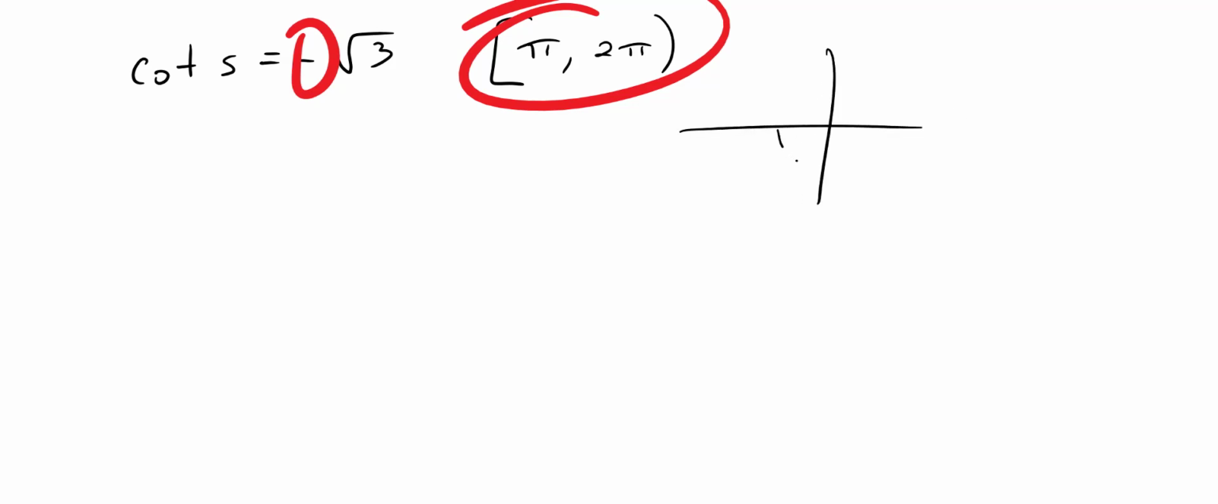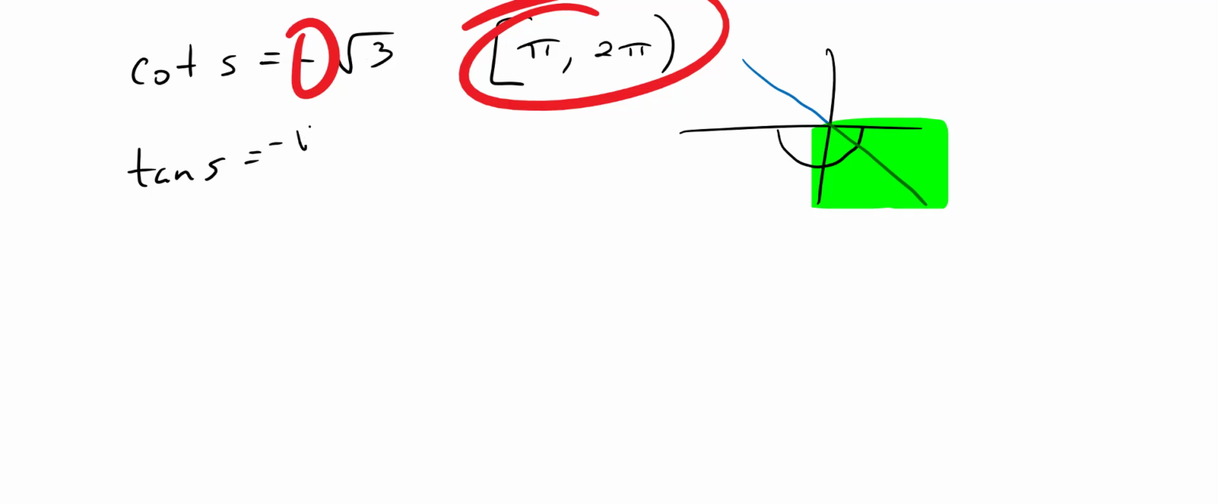Well, between pi and 2 pi is these two quadrants, and where is cotangent negative? Well, cotangent is negative in these two quadrants. So the only one where it matches up is this quadrant right here. Okay? So that means you know your final answer is there. So we're going to do a little bit of work. We're going to say tangent of S, because I like tangent, is the reciprocal. So it's negative 1 over that, so negative root 3 over 3.